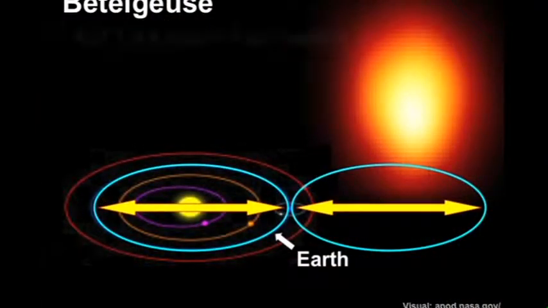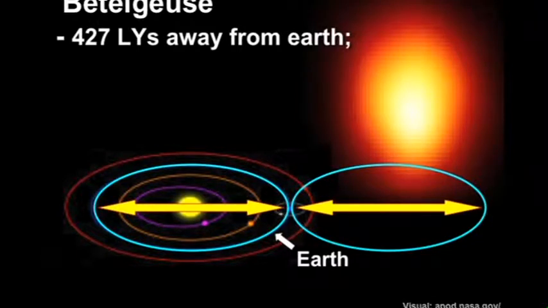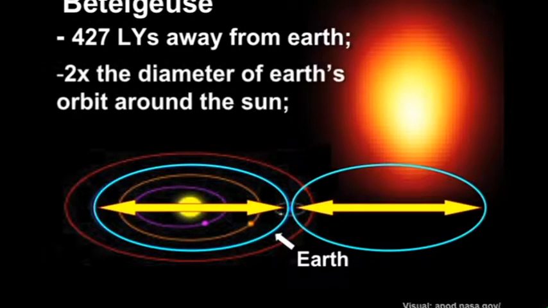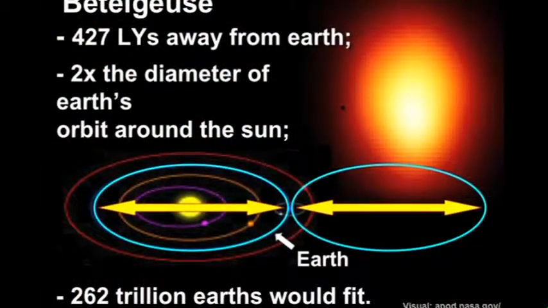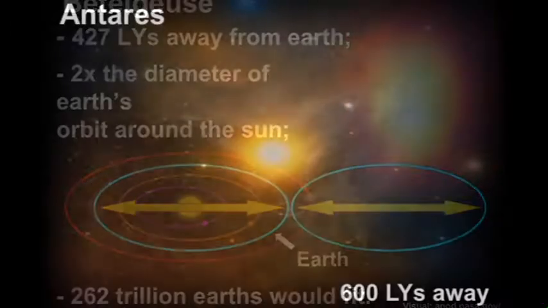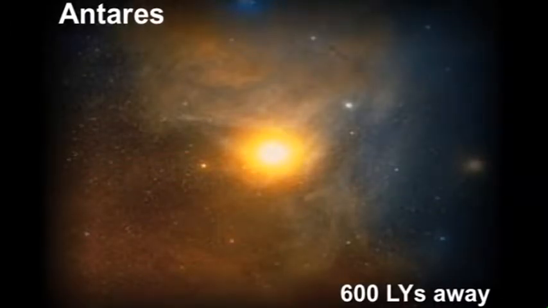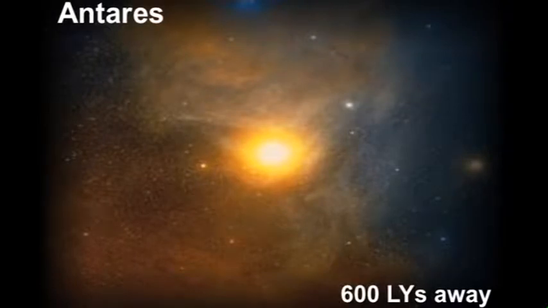Betelgeuse is a really big star that's 427 light years away from planet Earth. It is so big, it is twice the diameter of the Earth's orbit around the Sun. Now that's a big star. That's a really big star. It's estimated that 262 trillion Earths would fit into Betelgeuse. This is Antares. It's 600 light years away from our planet.